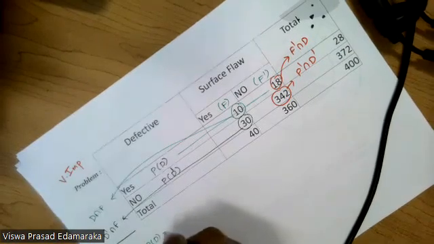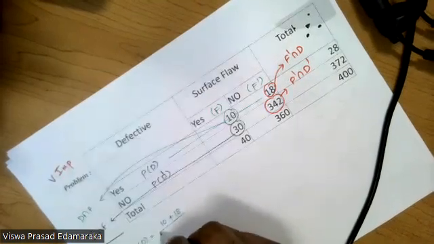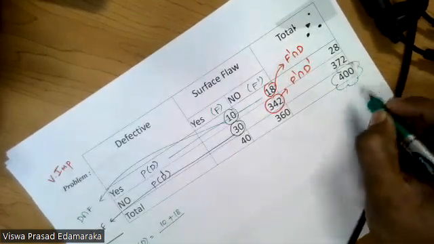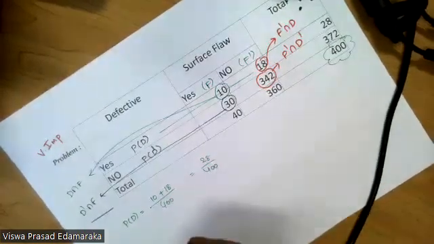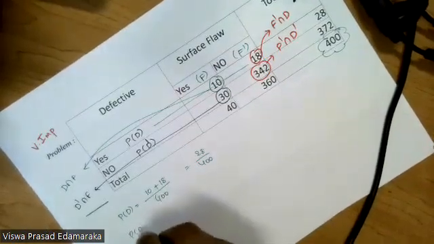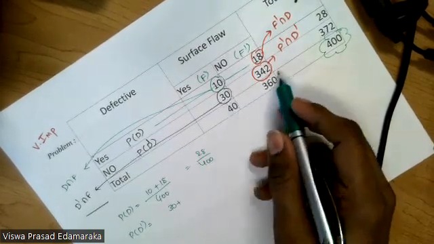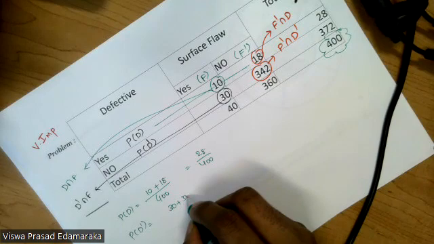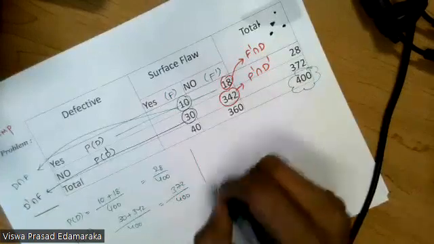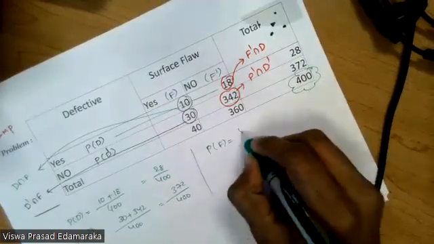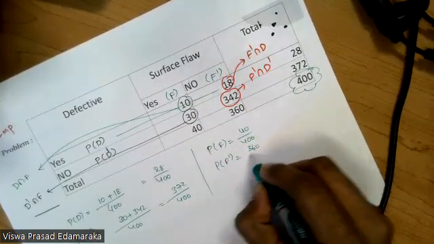What is P of D? P of D is 10 plus 18 out of total. We can't change the denominator, always 400. That is 28 by 400. And P of D dash is 30 plus 342 divided by 400, that is 372 divided by 400. Similarly, P of F is 40 by 400, P of F dash is 360 divided by 400.